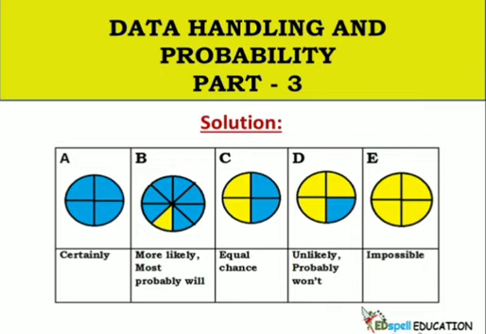Here is the answer. Picture A shows that the blue fraction will certainly be chosen. Picture B indicates that the blue fraction will most likely be chosen. Picture C shows that the blue fraction or the yellow fraction have equal chances of getting picked up. Picture D shows the unlikely event of picking up a blue fraction. Picture E shows that the blue fraction cannot be chosen at all.